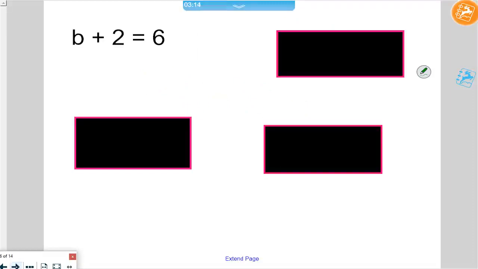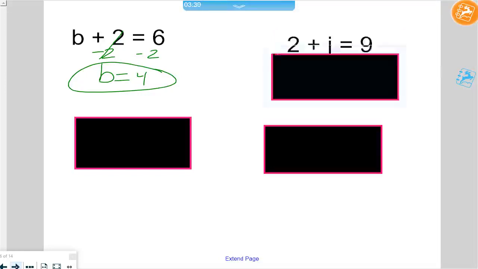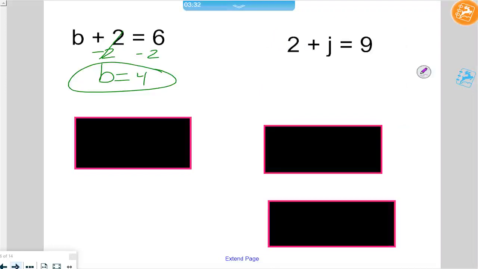x equals 12. Here we have b plus 2 equals 6. I have a plus, so I'm going to subtract 2, which leaves me with my b. I'm going to subtract 2, and I get 4. My answer is 4. And if I look up there, 4 plus 2 equals 6. Okay, let's try this next one. 2 plus j equals 9. I have a 2 plus, I need to subtract 2. Leaves me with my j. If I subtract 2 from 9, I get 7.